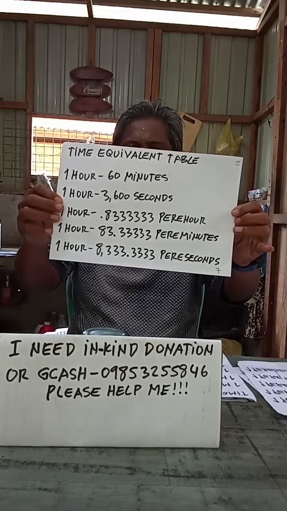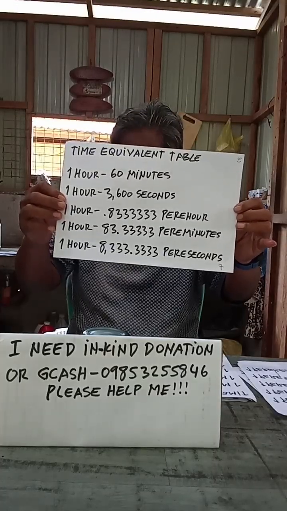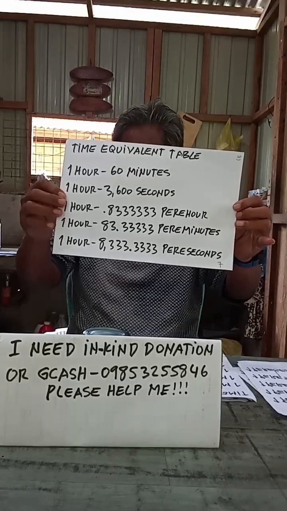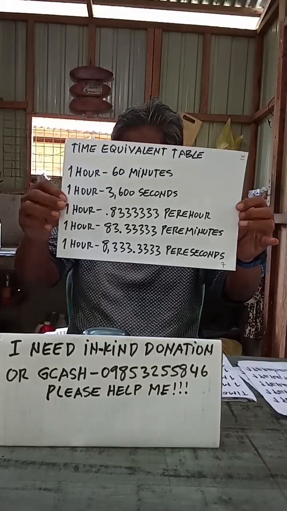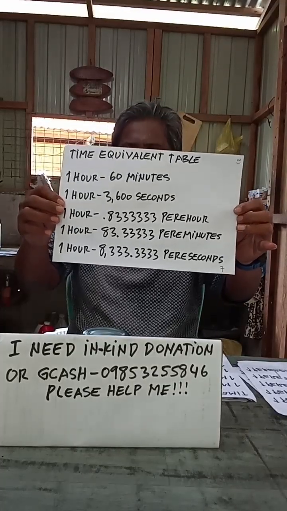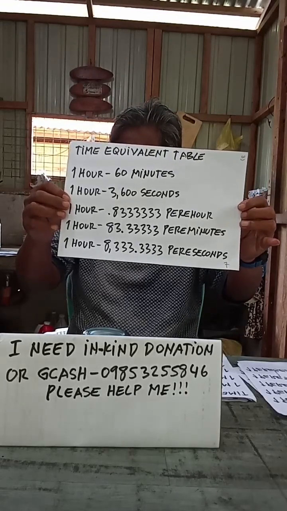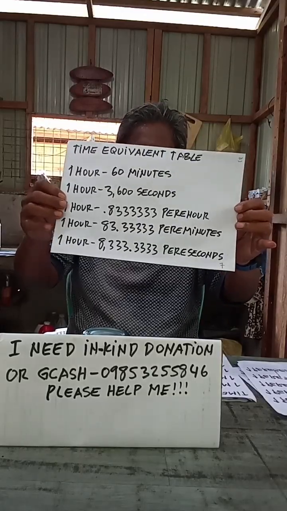And 1 hour is equal to 0.83333 per hour, Peregrino Sienes Time, or PST. 1 hour is equal to 83.33333 per minutes PST. And 1 hour is equal to 8,333.3333 per second PST, or Peregrino Sienes Time.